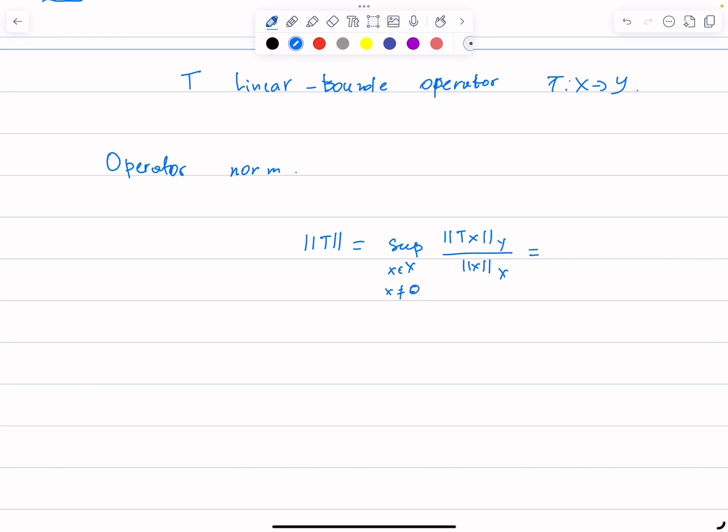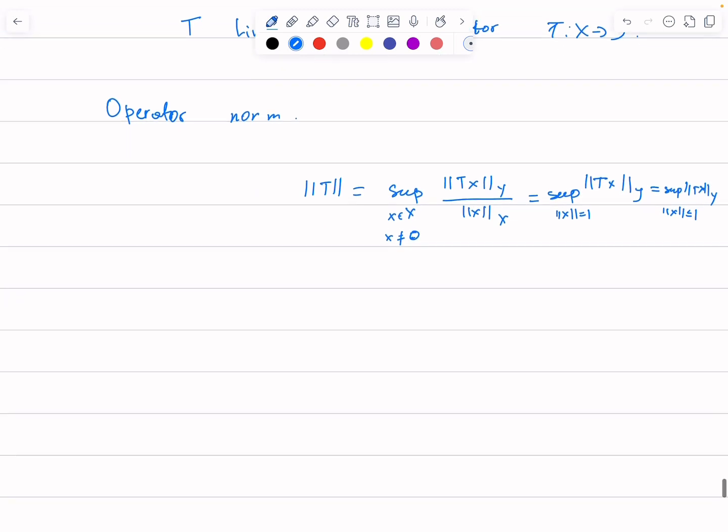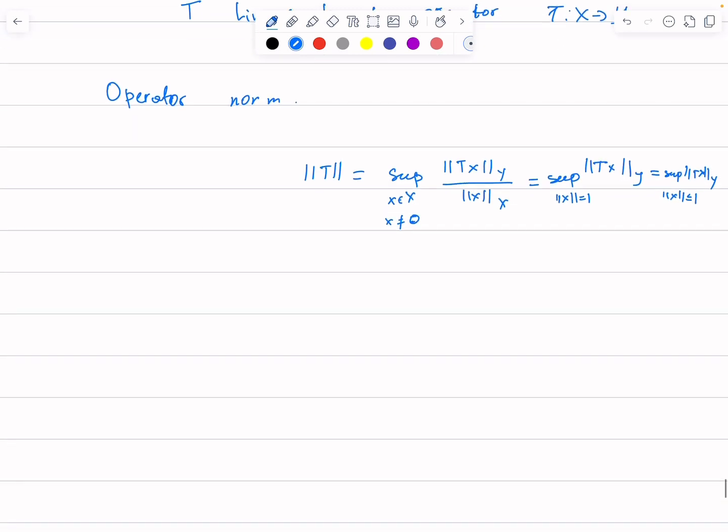This is equal to the supremum of the norm of Tx in Y. We can take the norm of x in X, assume that it is equal to 1. This is the supremum of the norm of Tx in Y when the norm of x is equal to 1. So the supremum of Tx, let's prove it.